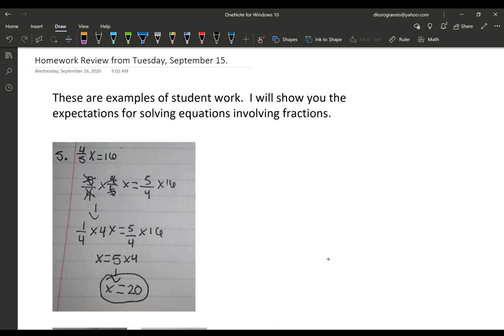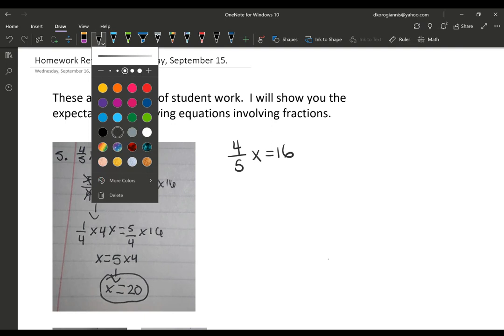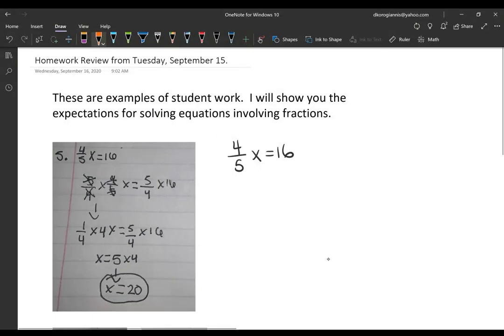The problem was 4/5 x is equal to 16. So this student did well. This student multiplied by the reciprocal, which is not what I showed you how to do on the video, but it's totally a correct way to do this. So this student multiplied both sides by the reciprocal, which is 5/4. But I want you to notice the difference between what I'm doing and what this student did, besides using the different colors.